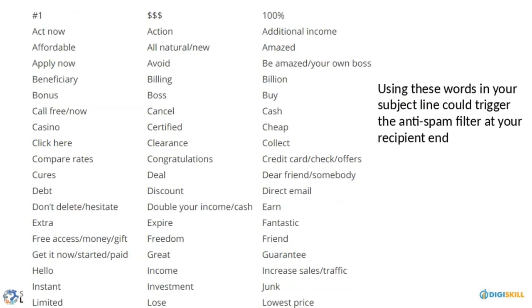Moving on, while you look at some good headlines, here are some words which are known to be spam based, or which email filters will treat as spam. So things like act now, affordable, apply now, beneficiary, bonus.